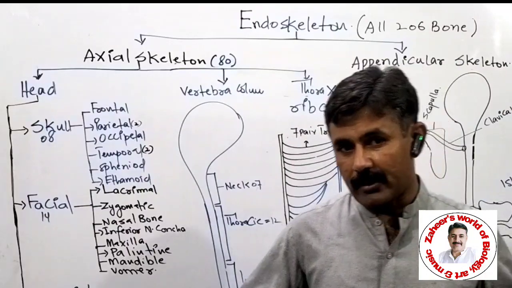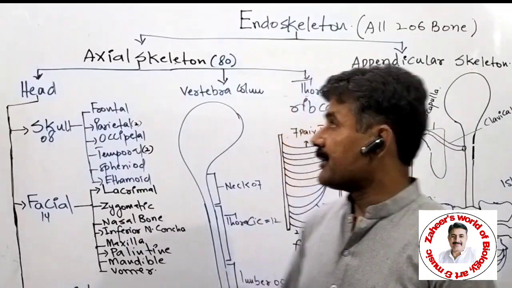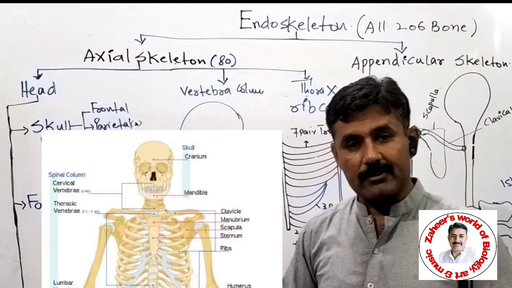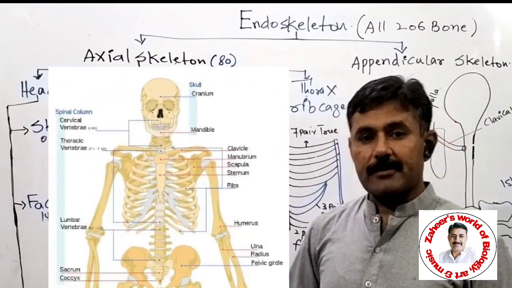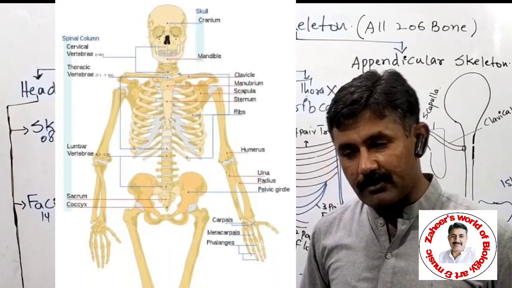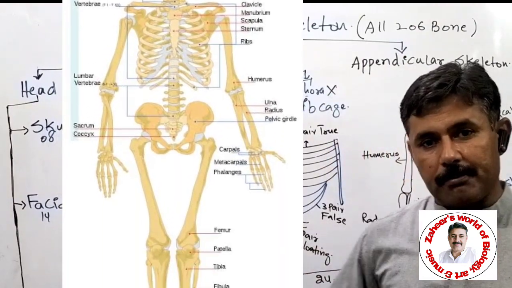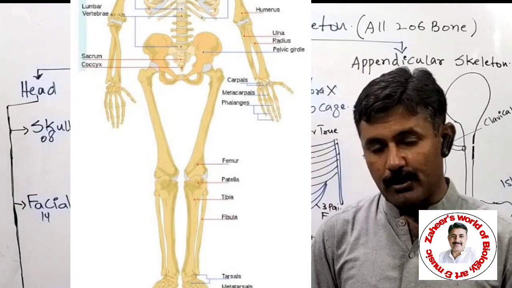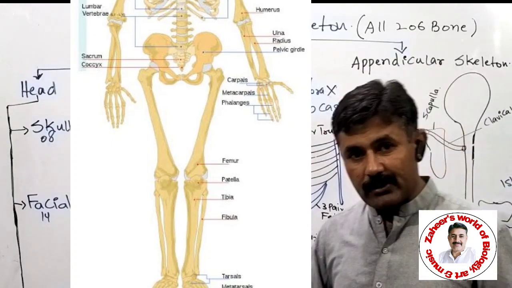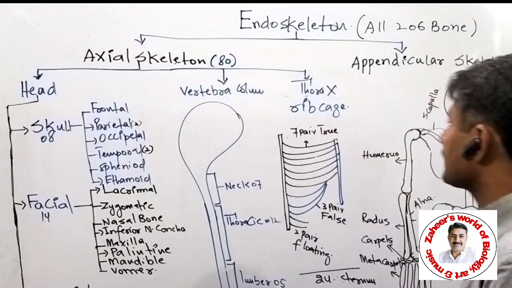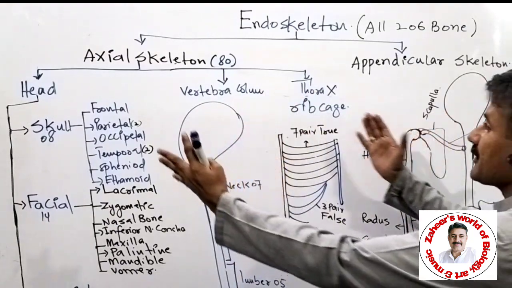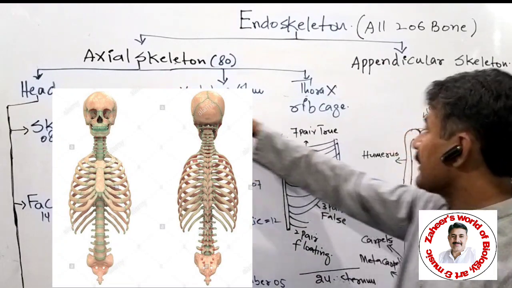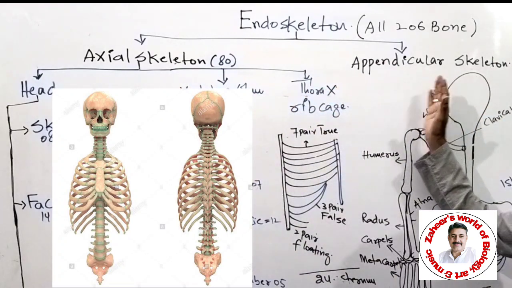Here we are going to study all 206 bones of the endoskeleton. Endoskeleton, as we have studied, is a kind of skeleton that is present inside the body, and it gives shape, framework and support, and helps with movement and locomotion. What actually are the bones of the endoskeleton? The endoskeleton is divided into two skeletons called the axial skeleton and the appendicular skeleton.